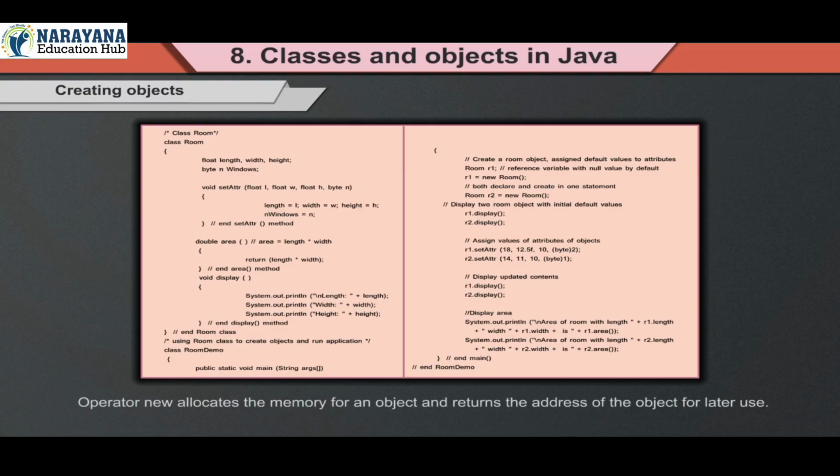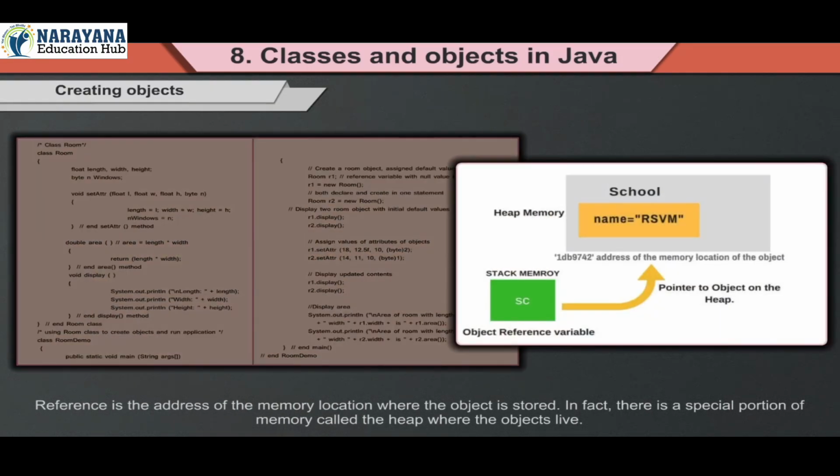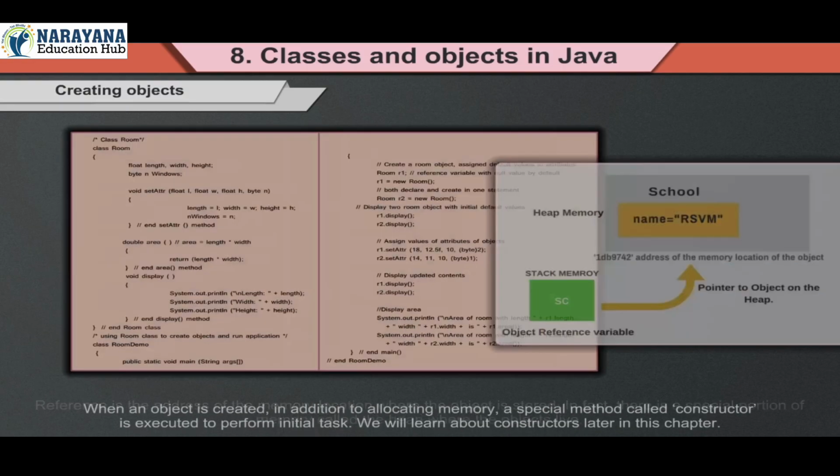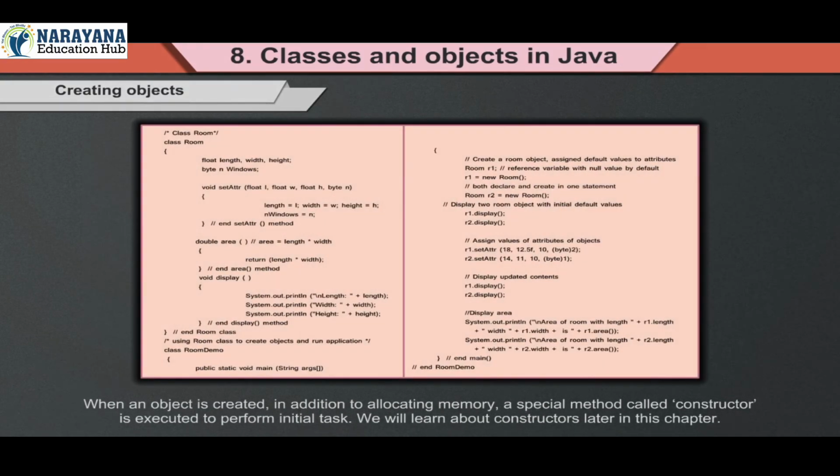Operator new allocates the memory for an object and returns the address of the object for later use. Reference is the address of the memory location where the object is stored. In fact, there is a special portion of memory called the heap, where the objects live. When an object is created, in addition to allocating memory, a special method called constructor is executed to perform initial tasks. We will learn about constructors later in this chapter.